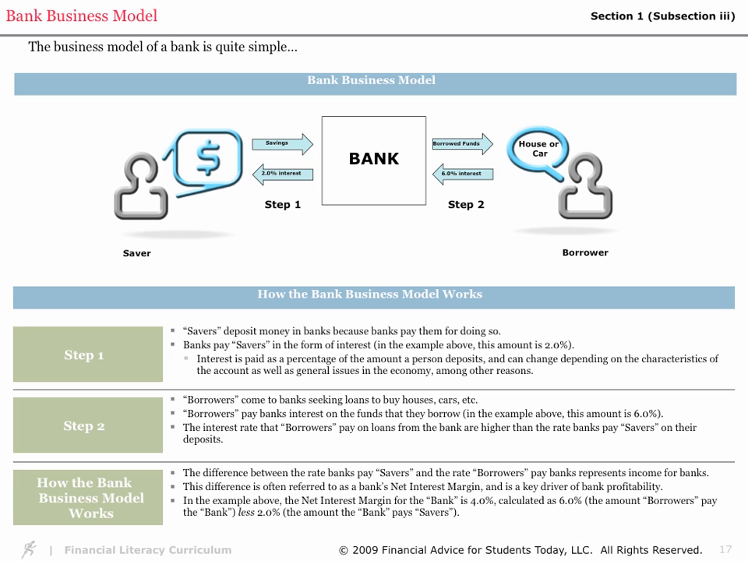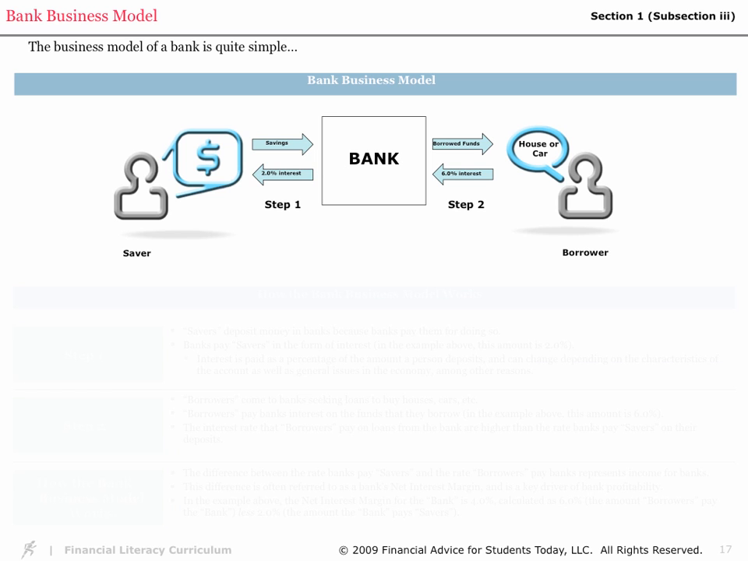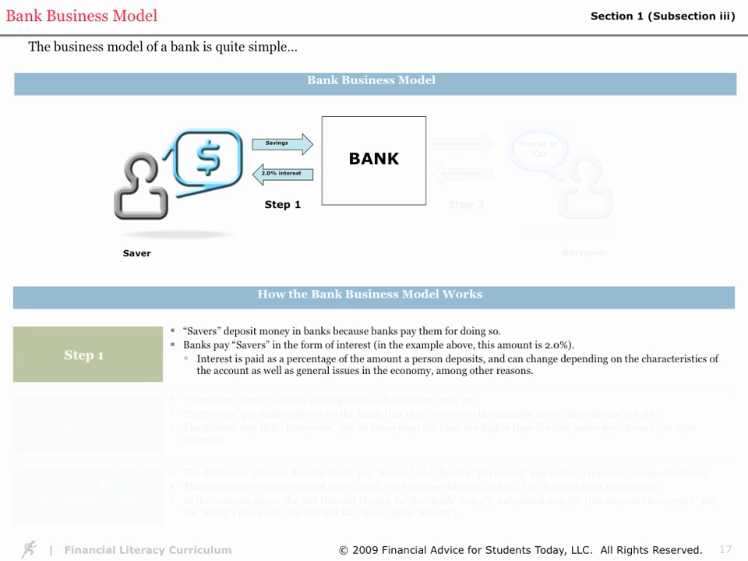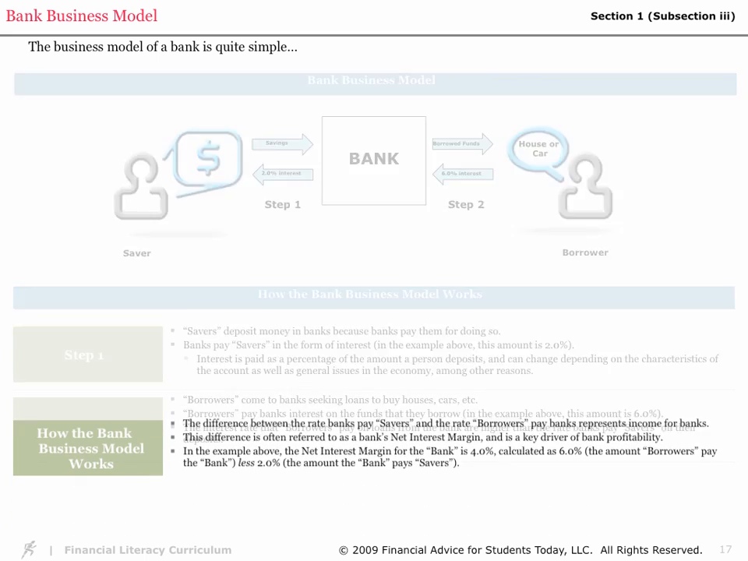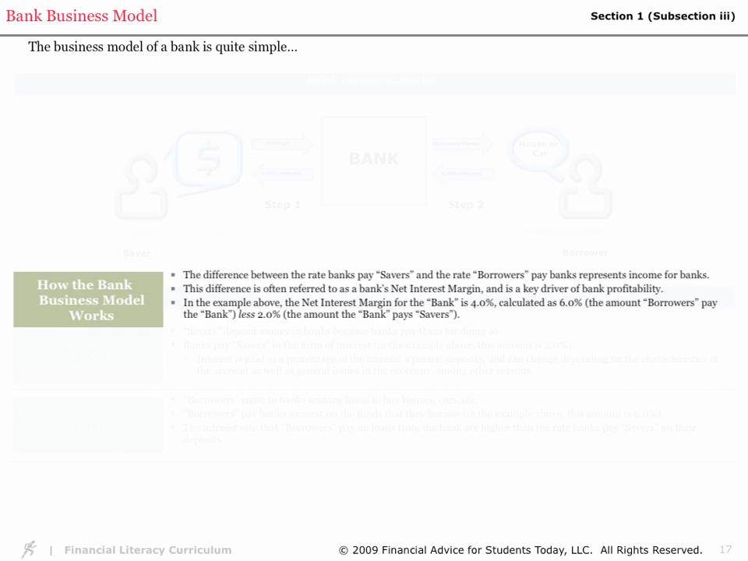Slide 17 uses an illustration to explain the bank business model. Here, the saver deposits money with the bank, which in turn pays her 2% interest. Then the bank lends out this money that was deposited and charges 6% interest on the loan. In this example, the bank nets a profit of 4%, or 6% minus 2%, by taking in deposits from savers and lending the funds out to borrowers.